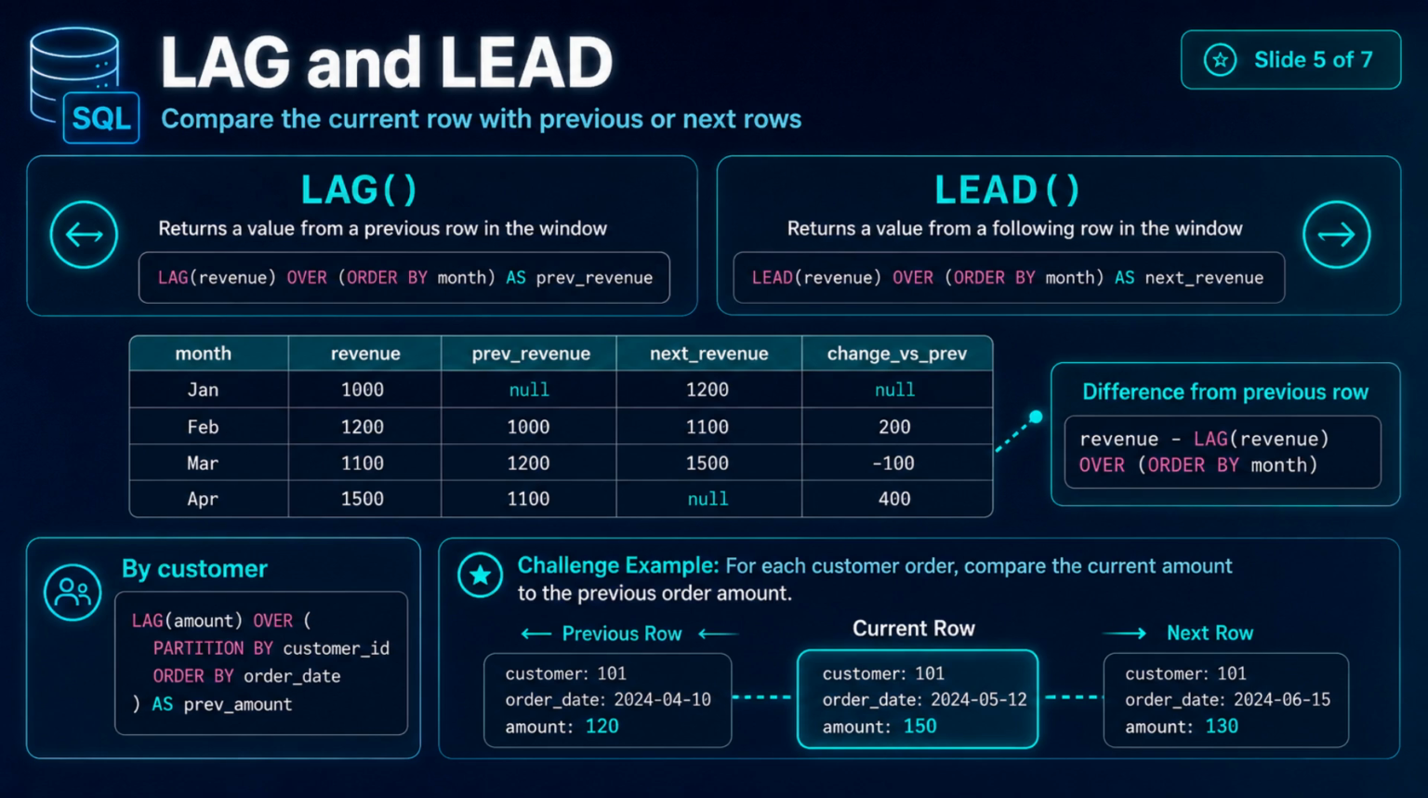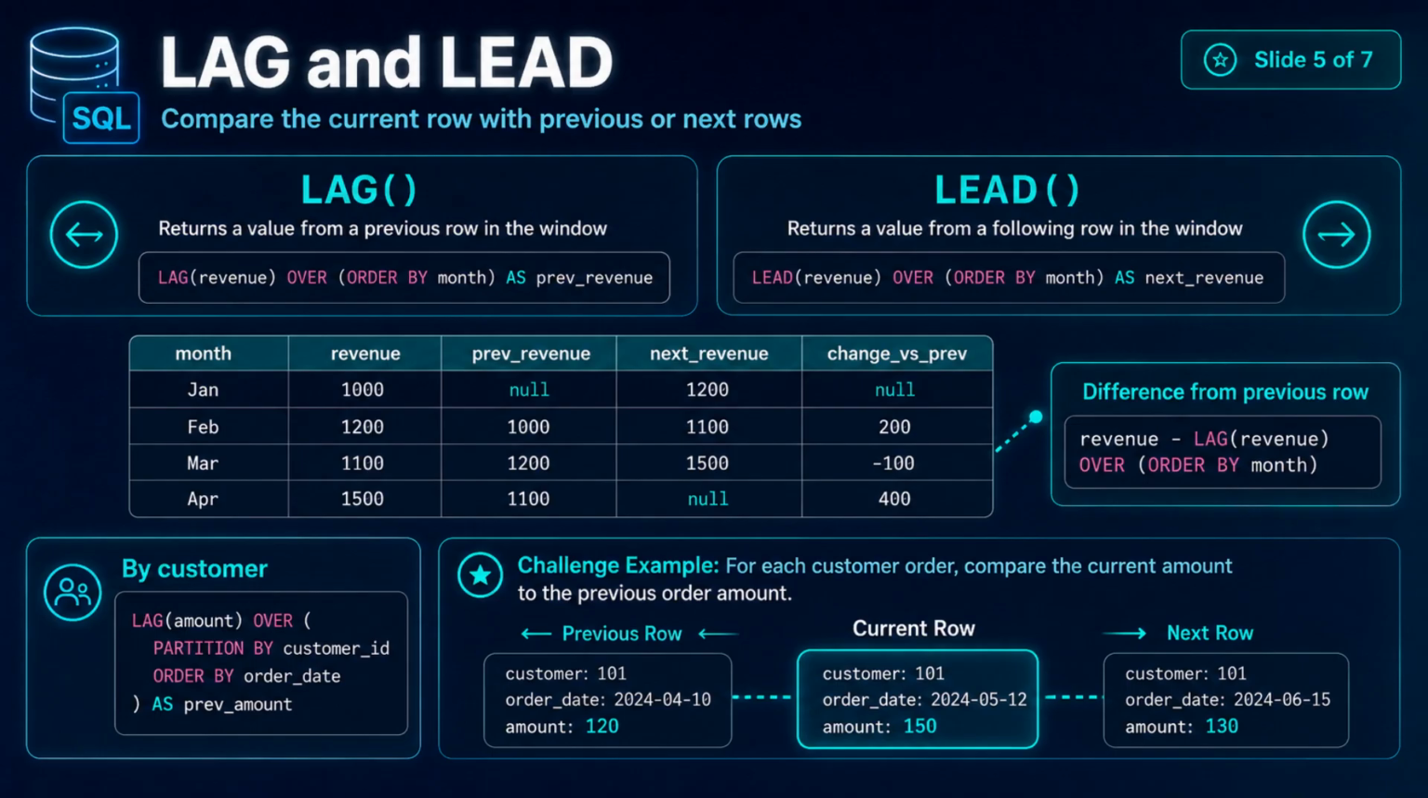It returns a value from a previous row in the window. For example, LAG(revenue) OVER (ORDER BY month) gives us the revenue from the previous month. LEAD looks forward. It returns a value from a following row in the window. For example, LEAD(revenue) OVER (ORDER BY month) gives us the revenue from the next month. This is extremely useful for time-based analysis.